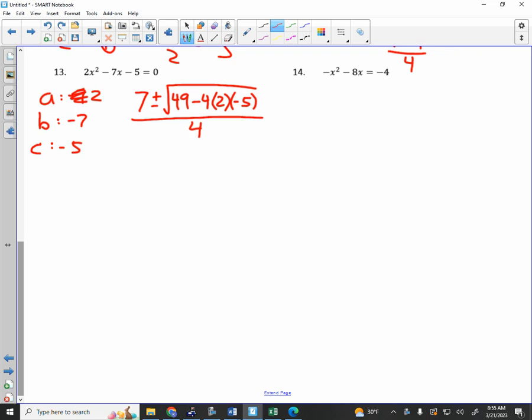Let's look at this here, okay? Negative and a negative, that's going to make a positive. And 4 times 2 is 8, times 5 is 40. And 49 plus 40 is 89. So 7 plus or minus the root of 89 over 4.